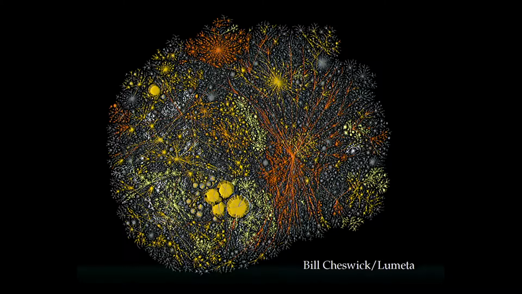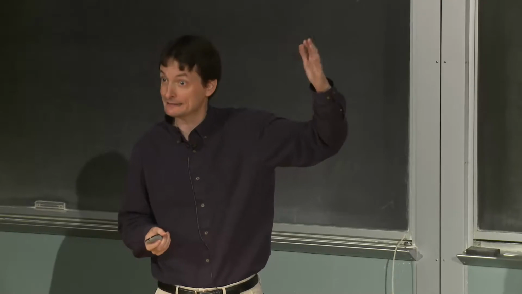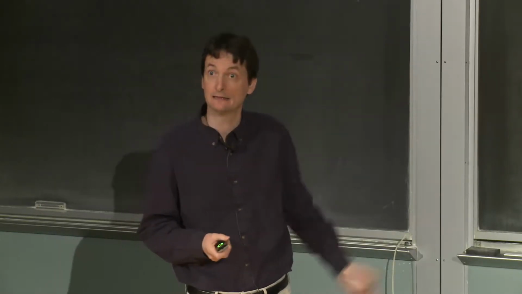And one can well imagine that the structure of this network could have a lot to say about how the internet works. Right? The internet is there for a reason, right? It does a job. It gets data from one place to another place. And you can certainly imagine that the structure of the network is going to affect how good it is at getting data from A to B.